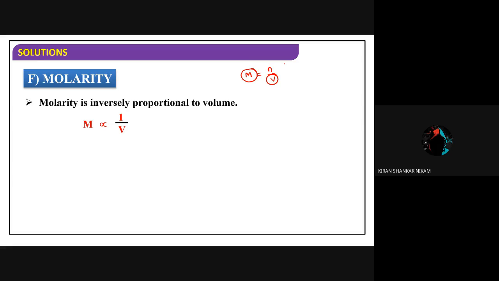Sir, M is directly proportional to 1 by V. M is directly proportional to 1 by V. And what is my question? What is the relation between molarity and volume? Till now I asked the question 6 times. So this is the way of listening in class? You are busy with some other works.